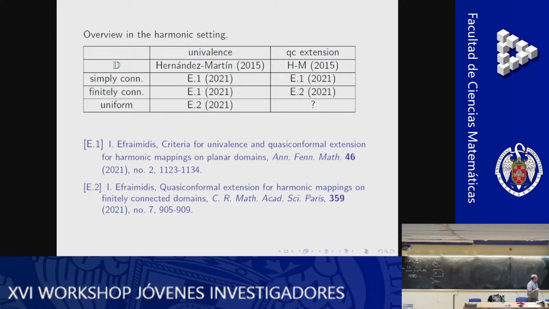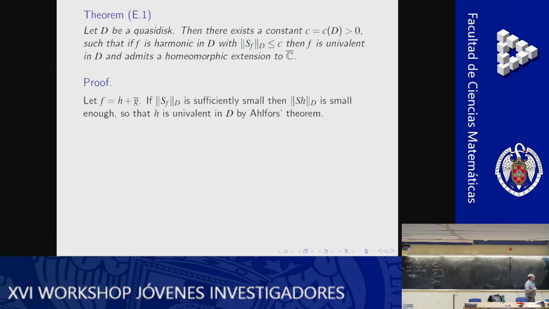So now, we're going to see these two theorems for simply connected domains, for quasi-disks. And I'll show you a sketch of the proof. I think we have enough time for just the ideas of the proof, no details whatsoever. So, Theorem 1: let D be a quasi-disk, then there exists a constant depending just on the domain, such that if f is harmonic in that domain with small Schwarzian derivative, then f is univalent, and, bonus, admits a homeomorphic extension to the whole Riemann sphere.